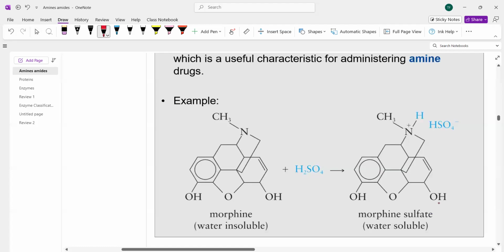So this is what morphine looks like. And it's not dissolvable in water. If we convert this to a quaternary salt, like this, it becomes ionic and soluble in water. So when you get an injection of morphine, you're not getting morphine, you're really getting morphine sulfate. If it wasn't the sulfate, what would happen is it would sit in your muscle for a very long time.